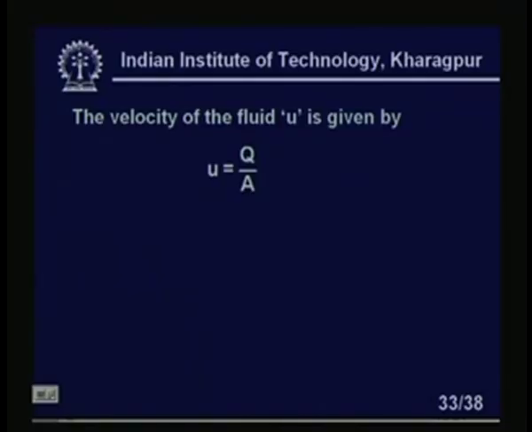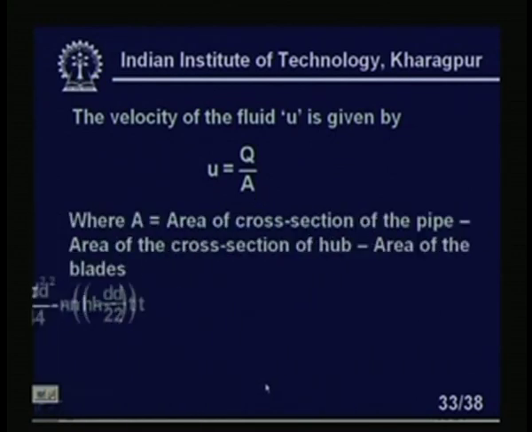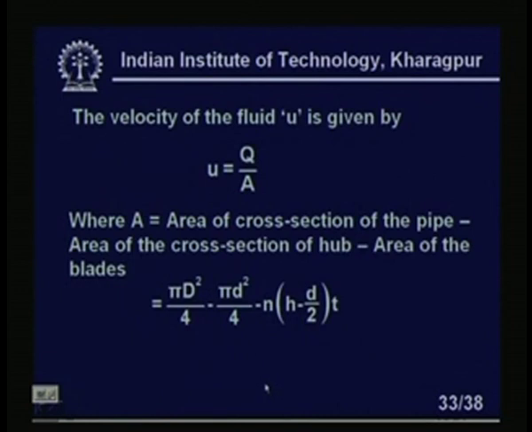So, that is what we have written. The velocity of the fluid is given by u equal to q by A, right, where A is the area of cross section, which is the area of cross section of the pipe minus the area of cross section of the hub and the area of the blades. So, that we have written as pi d square by 4 minus pi d square by 4 n h minus d by 2 into t. This will be very clear, you see here.